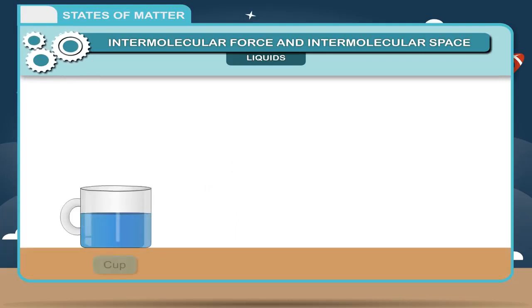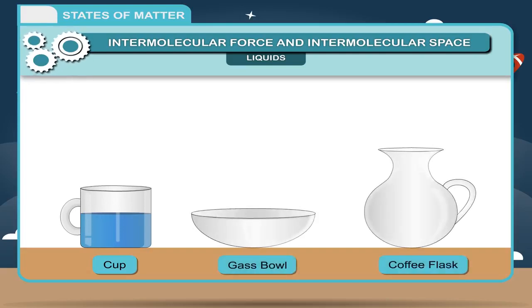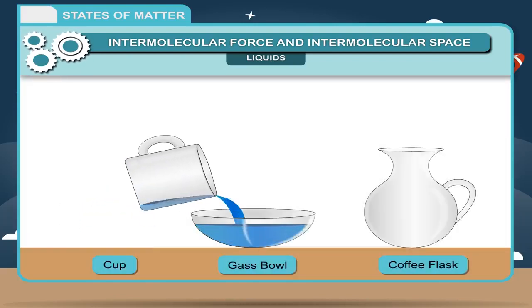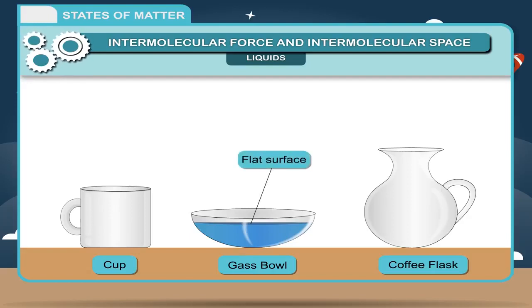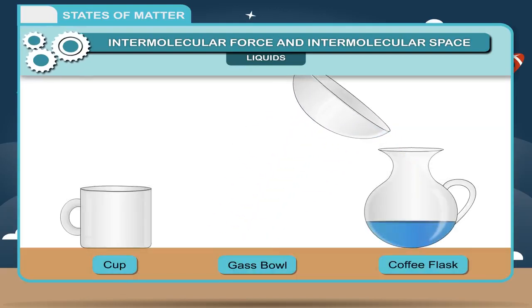Activity: take a small cup filled with water, a glass bowl and a coffee flask. Note the shape of water in the cup. It has one free flat surface as shown in the figure. Now, invert the cup in the glass bowl. You will find that water flows into the bowl and takes the shape of the bowl, but its top surface is free and flat. Pour the water from the bowl into the coffee flask.